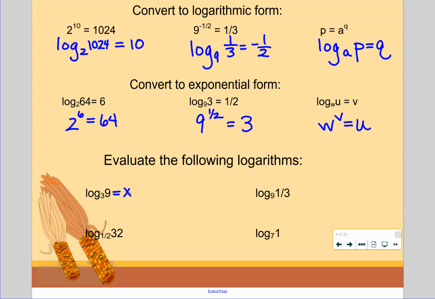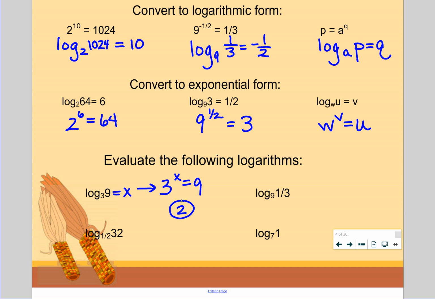We're going to use the same property. We're going to write it with exponents. What does this look like if I write it with exponents? 3 to the x equals 9, and then these are meant to be problems you should be able to do in your head. 3 to what power gives you 9? 2. The log evaluates to 2.